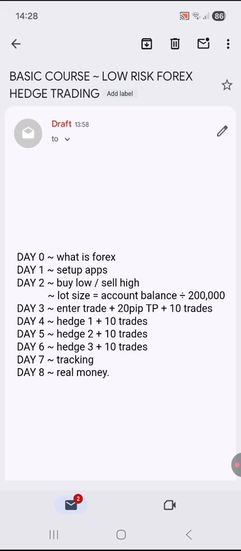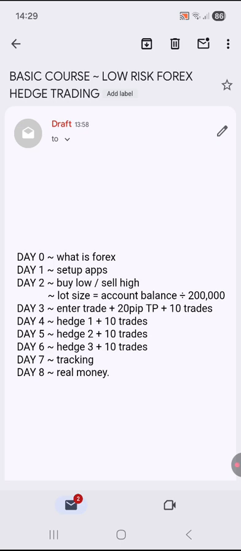The lot size that we buy equals account balance divided by 200,000. That's the equation that I use to keep it low risk. Day 3 is learning how to enter the trade and set a 20 pip take profit for that trade. And we're going to be practicing 10 trades there.